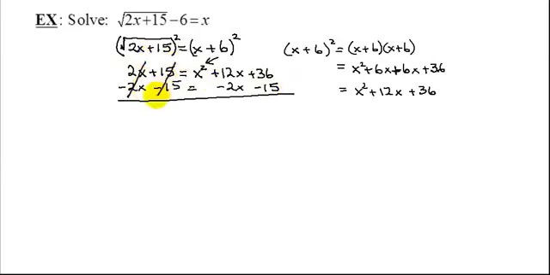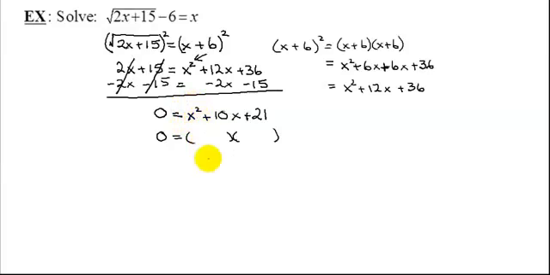These add up to 0, these add up to 0, so I get my 0 on the left-hand side equals x squared. 12x minus 2x is positive 10x. 36 minus 15 is 21. So now I have my quadratic equation, with the terms on the right-hand side written in descending order and 0 on the left-hand side. At this point, there's two basic methods we can use to solve this. We can either factor or use the quadratic formula. This is a fairly simple one, as the coefficient of the x squared is 1, so I'm going to factor this one by trial and error.